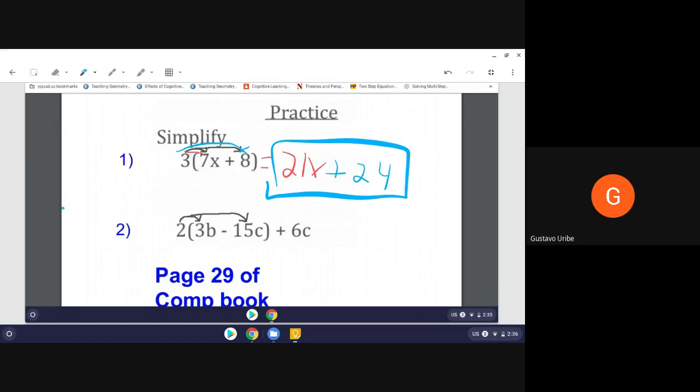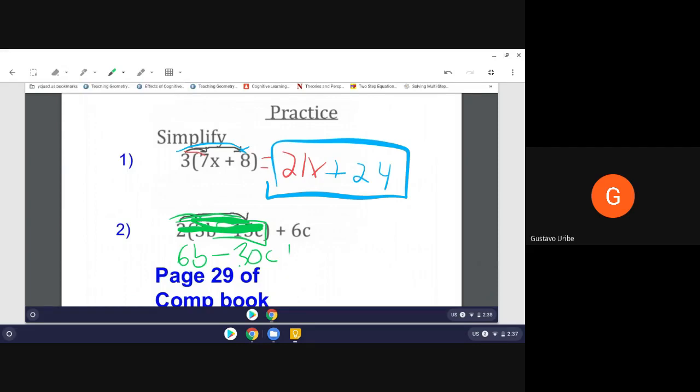Now, for number 2, remember, we're doing the multiplying first. So forget about this for a second. I want you to multiply what's in the parentheses first before we combine like terms. So 2 by 3 is 6, and this has a b. Next, we're going to be careful because this is a negative right here. So 2 times a positive times a negative, it's going to be a negative answer. 2 times 15 is 30 c. And now that I distributed this, now I can go back to this right here.